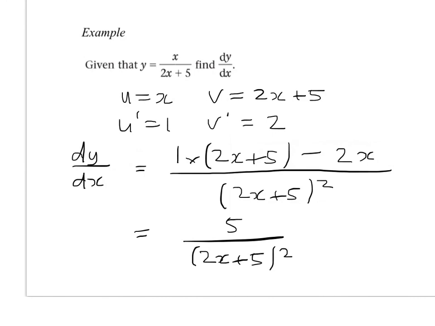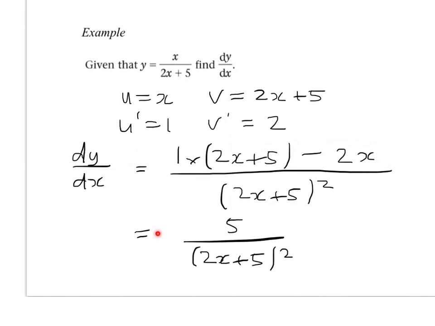Okay, I could then ask a question like, what are the stationary values of this function here? When is the derivative equal to 0? And if you look at that carefully, you will work out pretty quickly that this is never 0. This fraction here is only 0 when the top line is 0, which it never is. So, in fact, this function here has no turning points, no stationary values.